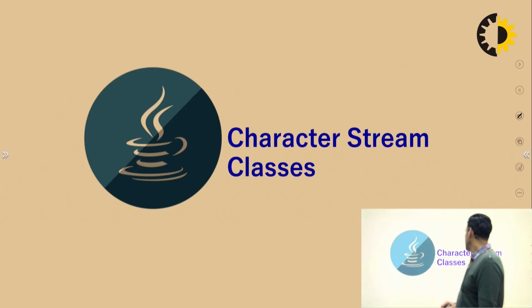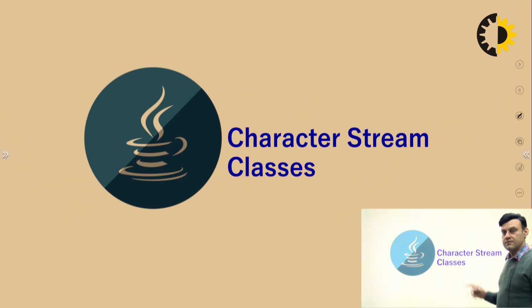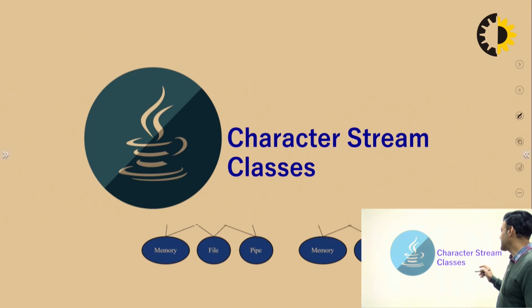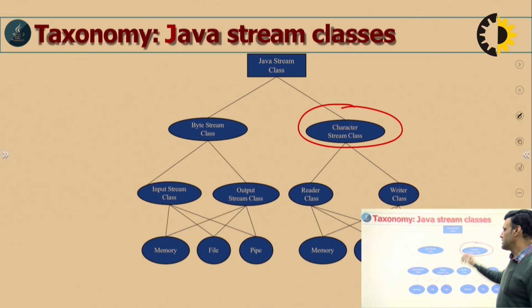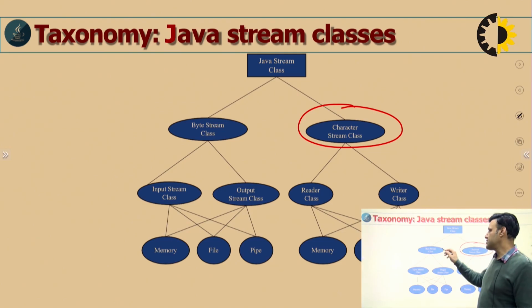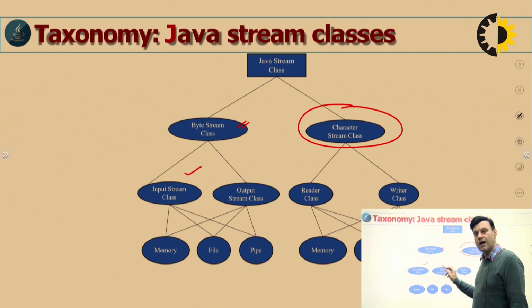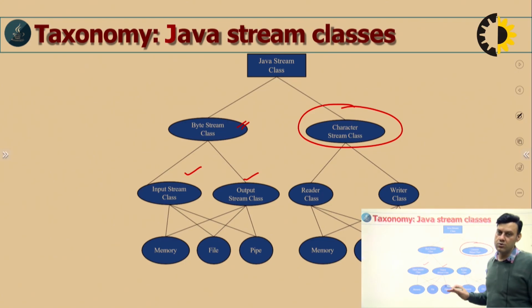Okay, now the second is character stream classes. Now this is the character stream class. So I have briefed you about the byte stream class that is divided into two subclasses, input stream and output stream: input related stream and output related stream. Input stream will read from memory, file, pipe, and we have subclasses for each functionality. Similarly for output stream, and those classes have some functions that we will use.